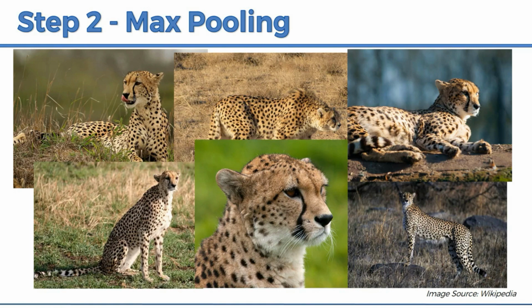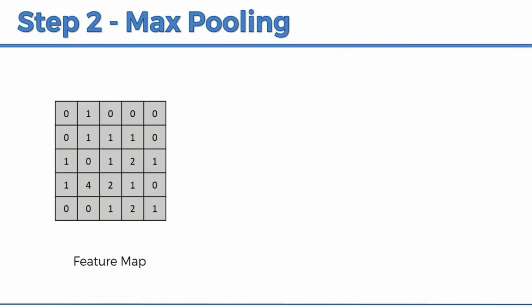And that is what pooling is all about. So let's have a look at how pooling works. Here's our feature map. We've already done our convolution, and we've completed that part, and now we're working with the convolution layer. Now we're going to apply pooling. So how does it work? We're going to be applying max pooling.